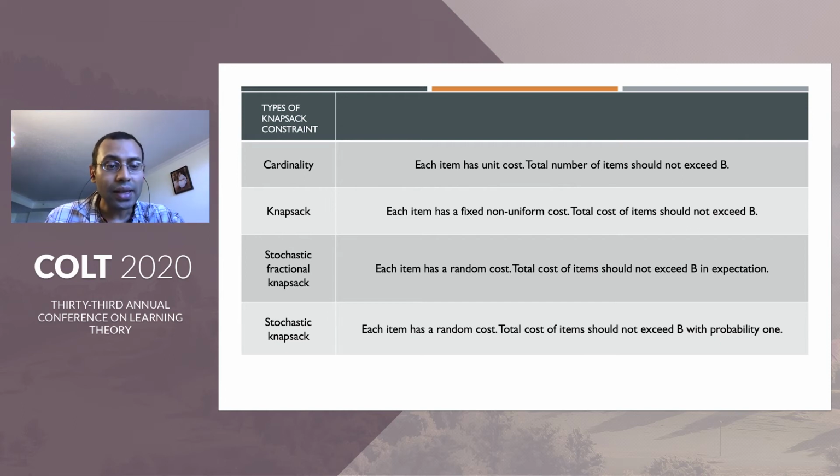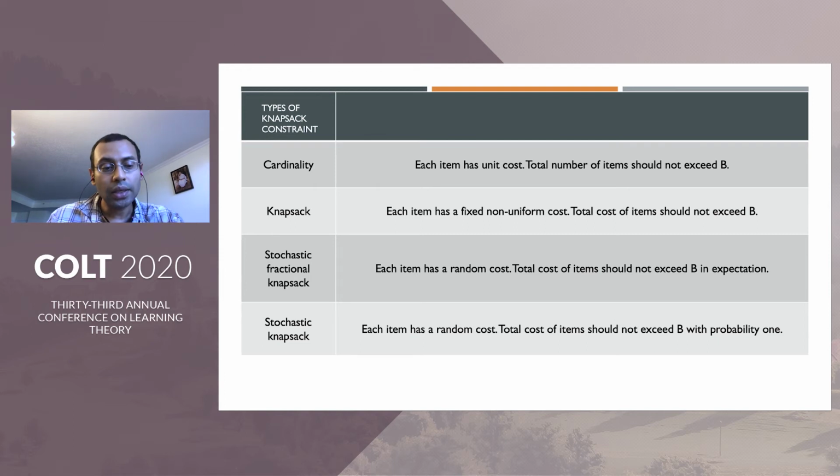And next, we have the stochastic fractional knapsack. What is this setting? In this setting, item costs need not be fixed. They can be random. And in this paper, we assume that item costs are independent. They can vary independently at random. And the constraint here is that the total cost of items that you pick should not exceed the knapsack capacity in expectation. That's the stochastic fractional knapsack.